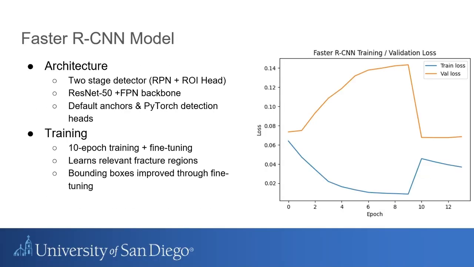The next model we used is Faster R-CNN, which uses a 2-stage architecture with a region proposal network and ResNet 50 FPN backbone. We trained for 10 epochs with an additional 5 epoch fine-tuning phase. During the initial training, the training loss dropped steadily, but the validation loss diverged, showing some early overfitting. After fine-tuning, the validation loss corrected sharply and stabilized, and the model began producing consistent region proposals and meaningful bounding boxes.